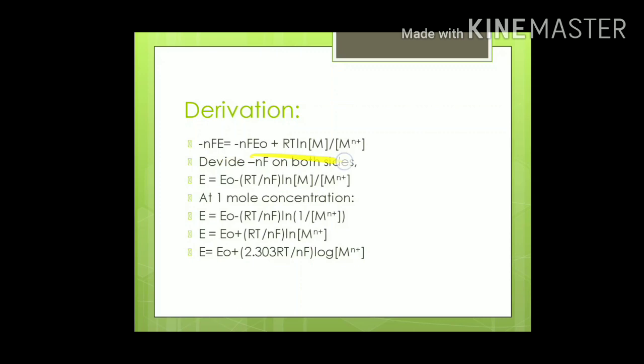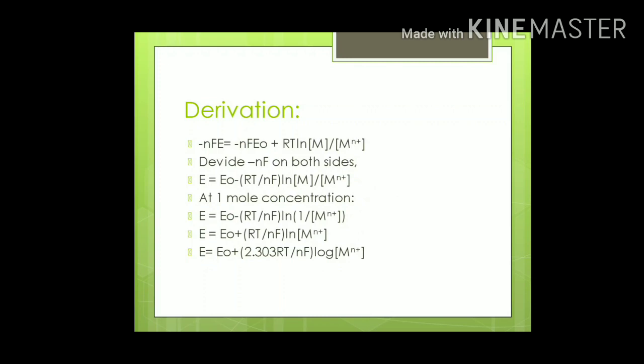Divide by minus nF on both sides. Why do we have to divide? Because nF is common here, minus nF. Just divide that and we get E, we get E naught, and this minus that, so this becomes minus RT by nF ln of [M] by [Mn+]. This is concentration, that's why it is written in square brackets.